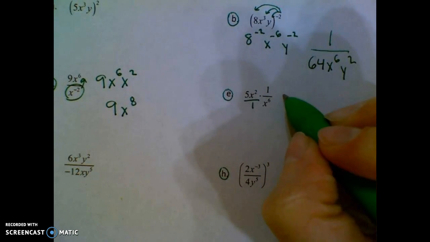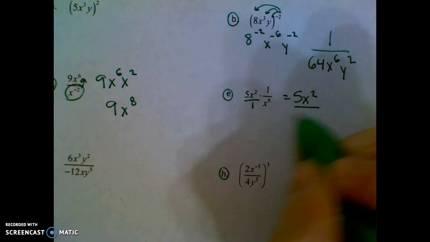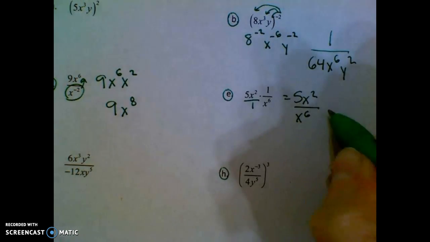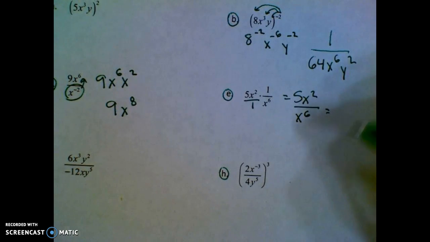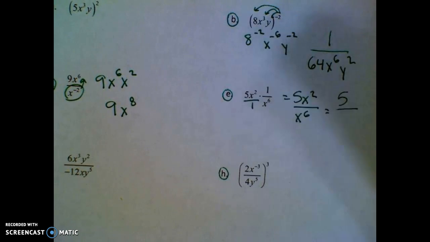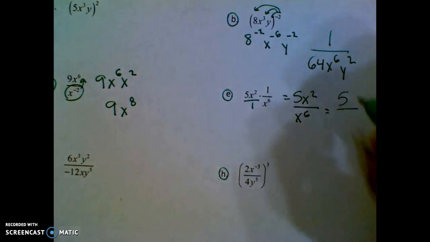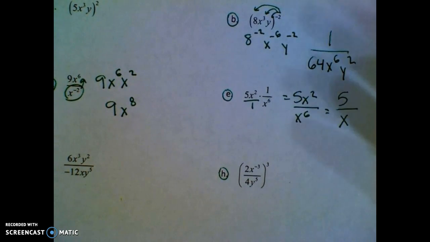So 5x squared times 1 is 5x squared. 1 times x to the 6 is x to the 6th. If you have the same variable on top and bottom and they're both positive, you just say, is it top heavy or bottom heavy? Well, the 5 doesn't move, so I'm going to put him back upstairs. X to the 6 is bigger than x squared, so x to the 6 is going to go downstairs. It's going to be bottom heavy.